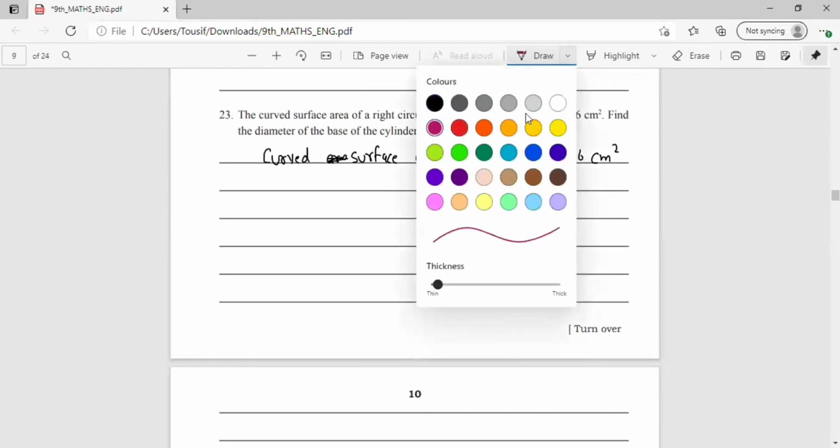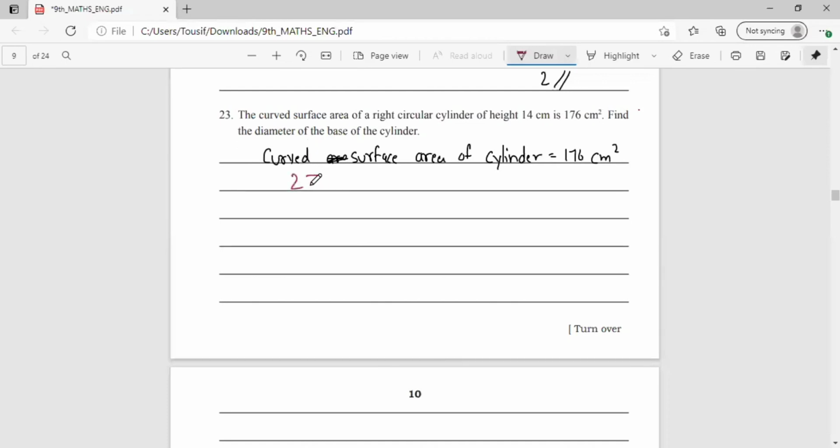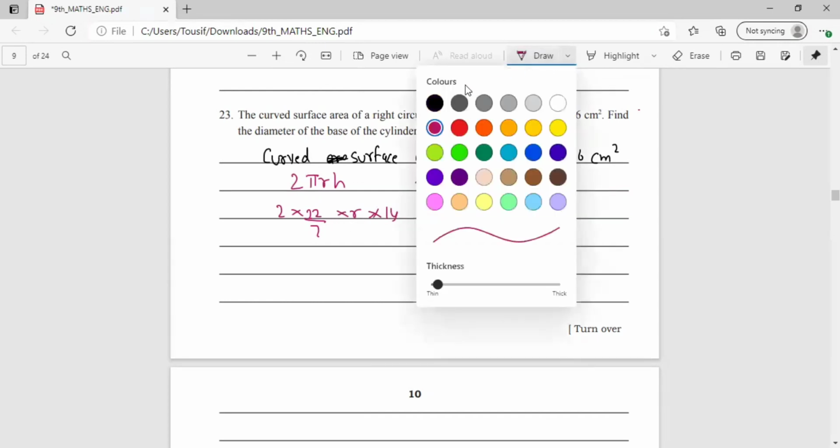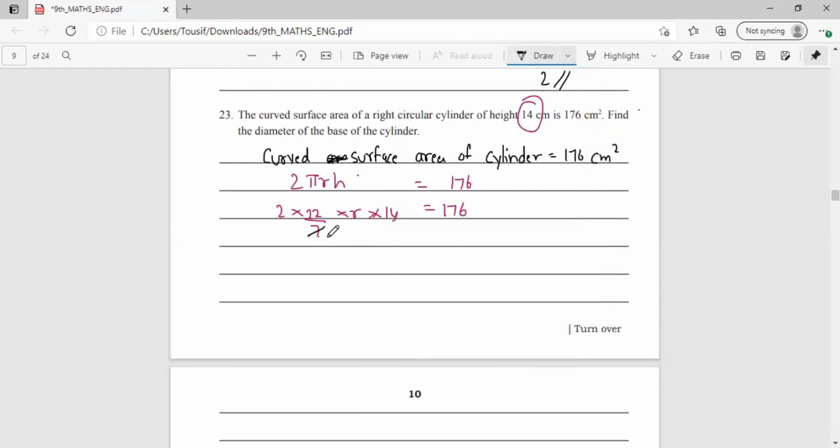In the next step, we're going to write down its formula. What is the curved surface area formula? That is 2 pi RH. 2 pi RH equals 176. The pi value is standard, that is 22 by 7. Radius we don't know, we have to find it out. Height is given, that is 2. Let us have a bit of cancellation. 7 ones are 7, 7 twos are 14. So we multiply 2 into 22, which gives 44, into R into 2 equals 176.